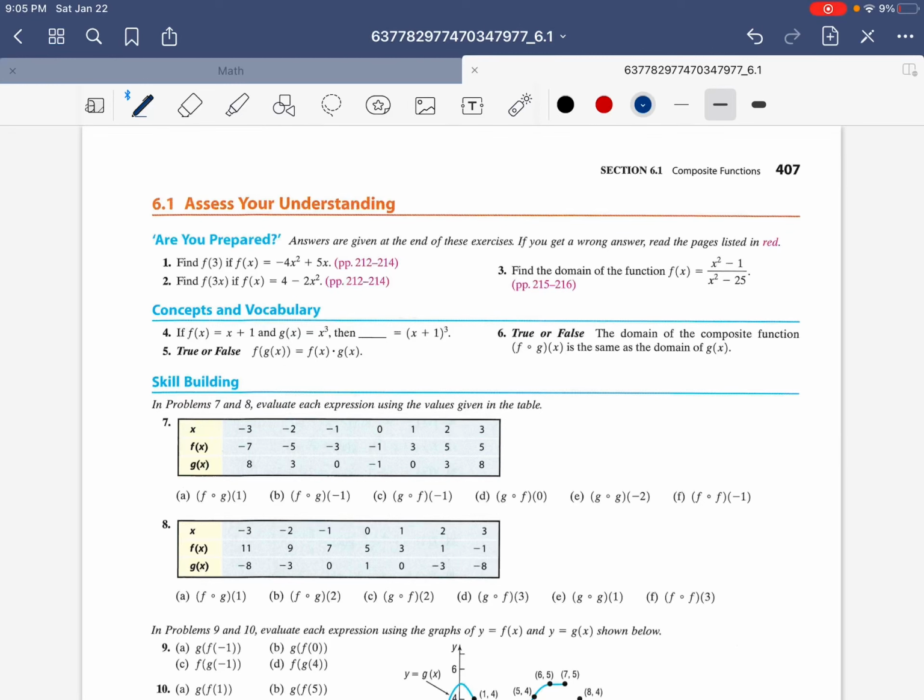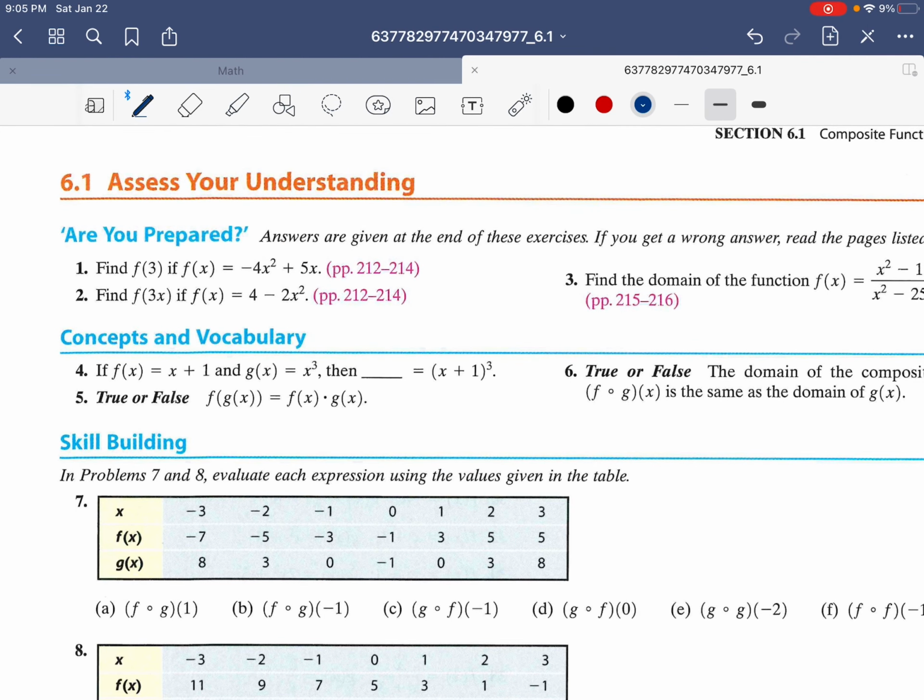Good morning, guys. So we're going to do composite functions and inverse functions, and we're going to do examples from these different sections. So for one, find f(3) if f(x) equals negative 4x squared plus 5x. So your new x is 3. You're going to plug 3 into here. So when you do that, you get f(3) equals negative 4(3) squared plus 5(3), and you get negative 36 plus 15, which is negative 21.